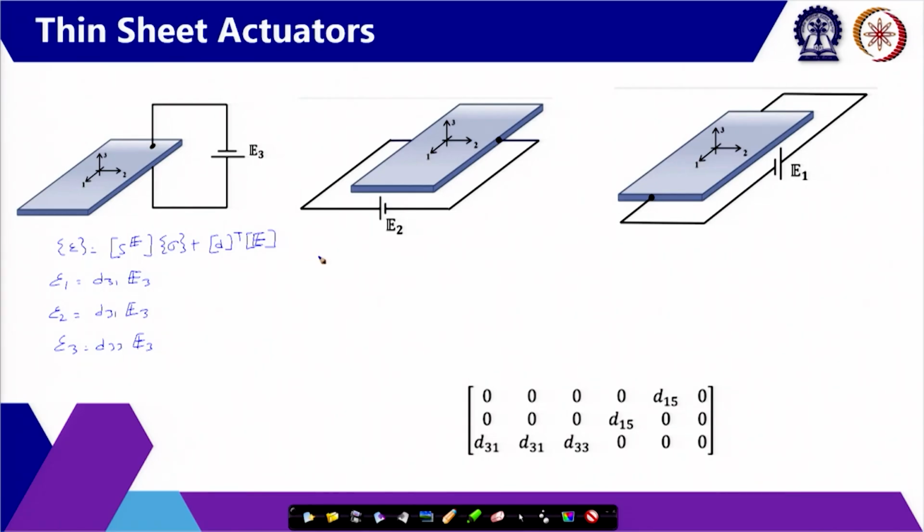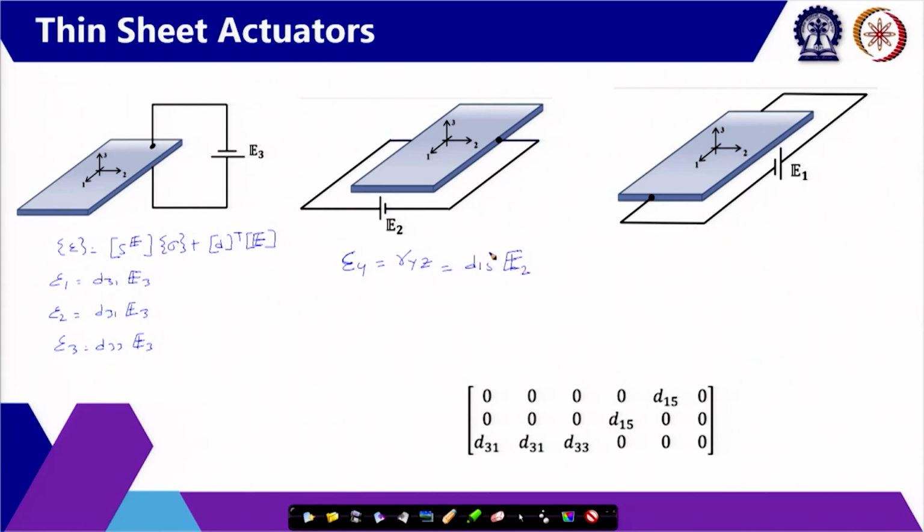Yes, we get epsilon 4, which is equal to gamma yz, and that comes to be d15 multiplied by E2.